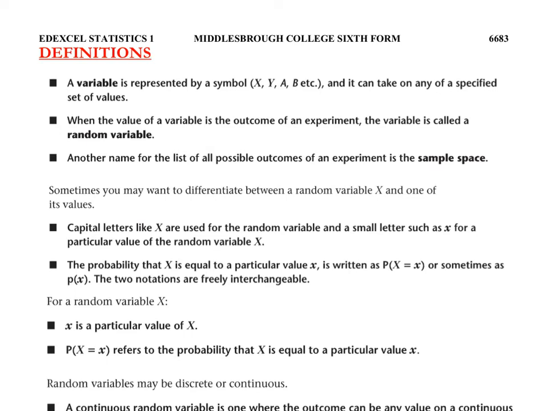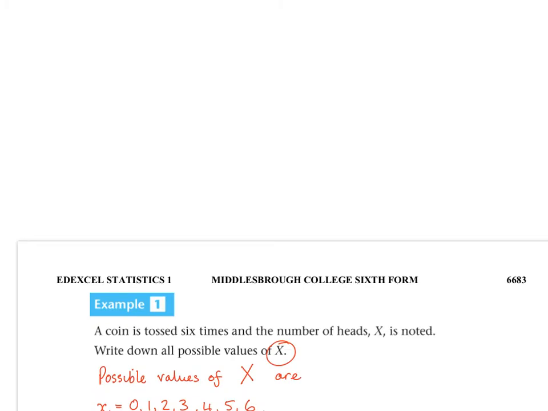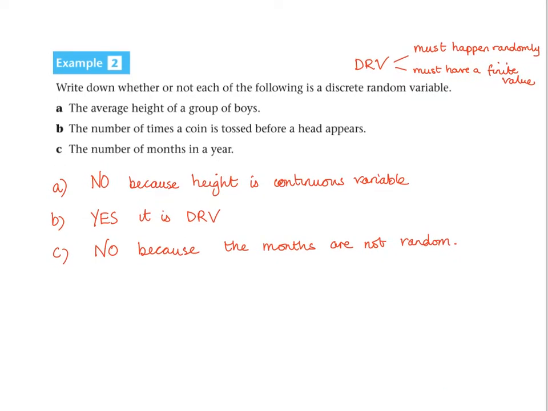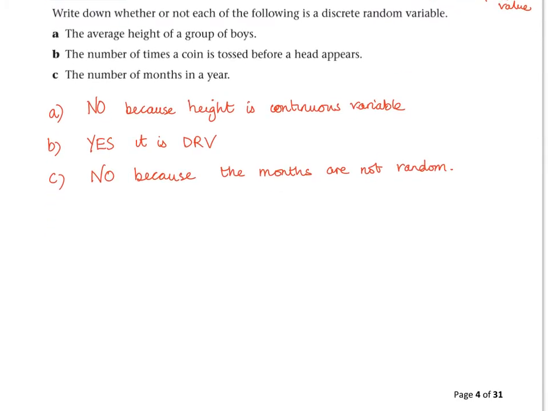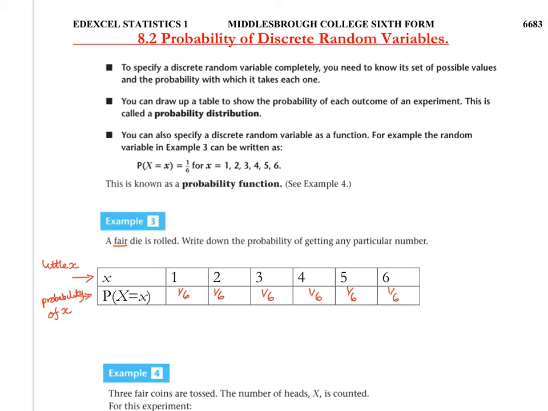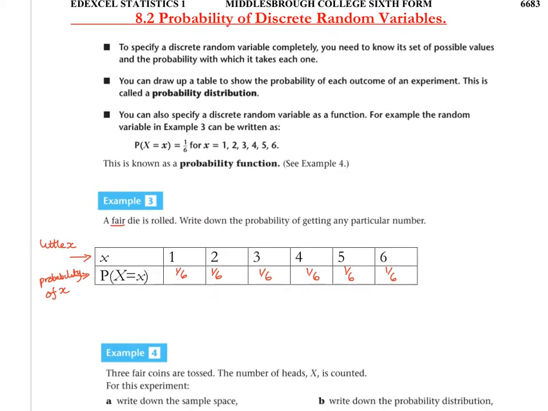We looked at some definitions, variable, sample space, we've seen that before from earlier chapters. And then we went on to do a couple of examples. We did our definitions and then we also tried to identify discrete random variables. That table there is called a probability distribution table, and the little x was what the outcome was, and the P of X equals x was the probability for that specific outcome.